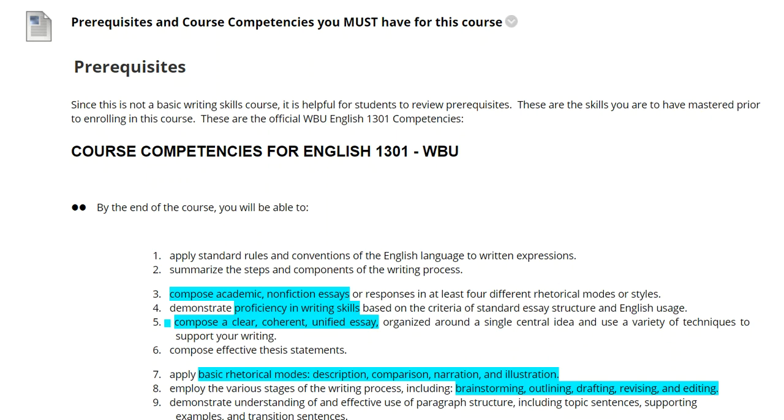I just wanted to go over the course competencies real quick, to make sure that we're all on the same page going forward. Before you took this research writing course, you needed to have completed English 1301 or a beginning English program, or whatever the institution has deemed appropriate for you to be qualified to take this course. So you've heard the mention of prerequisite skills a couple times, and I wanted to include exactly what those prerequisite skills are.